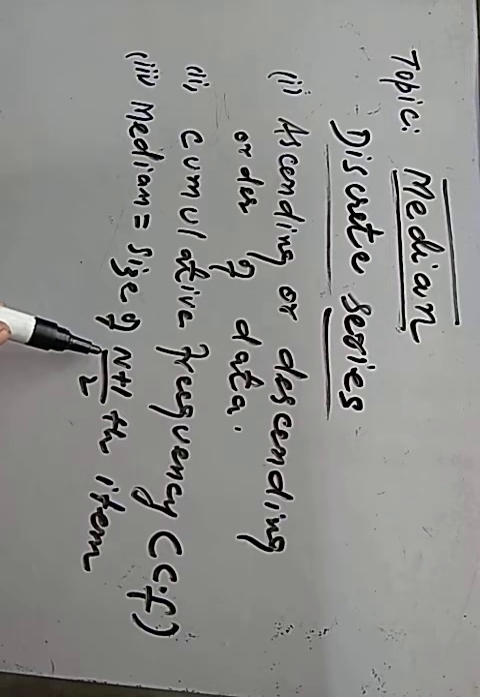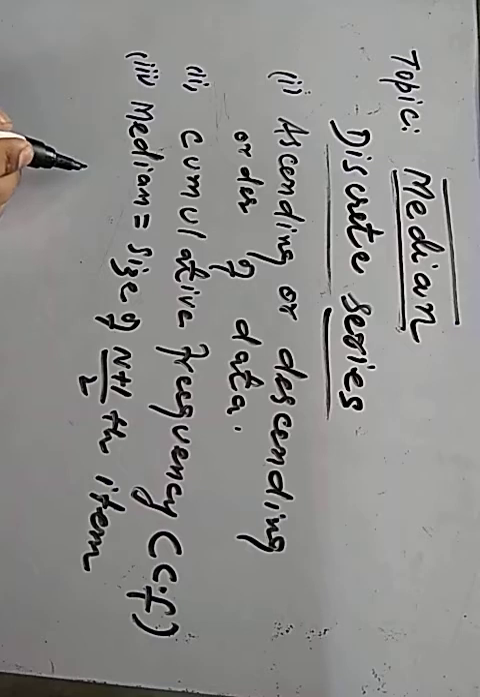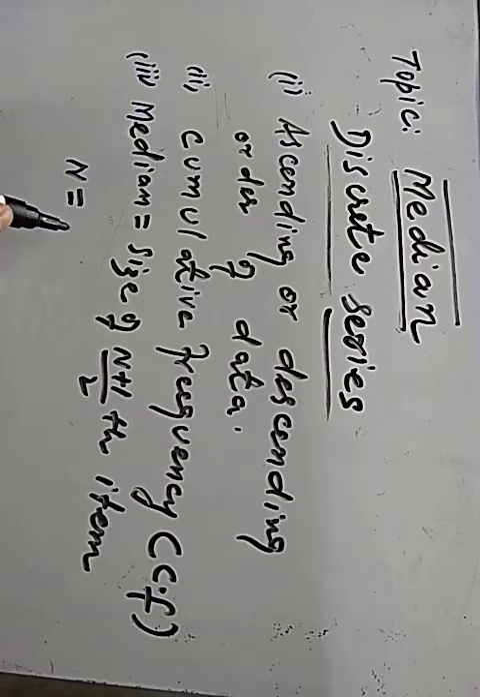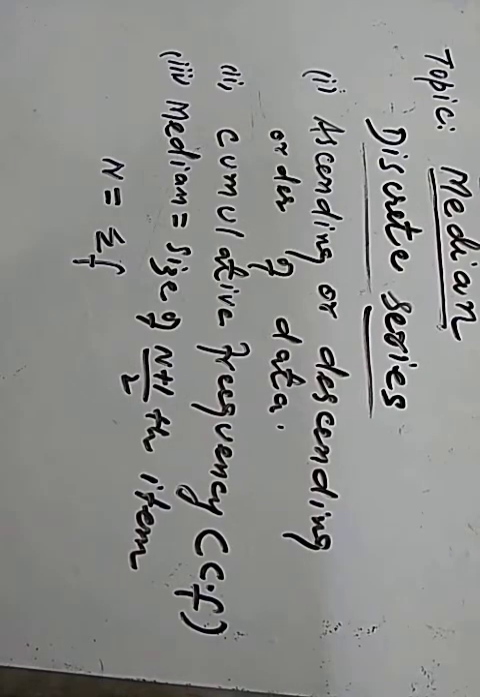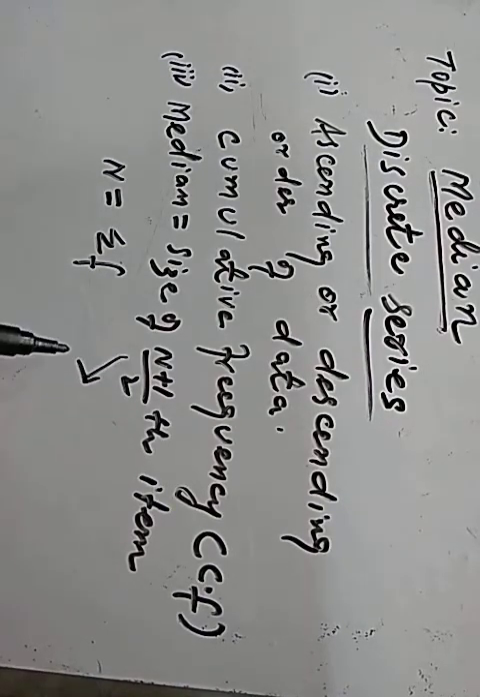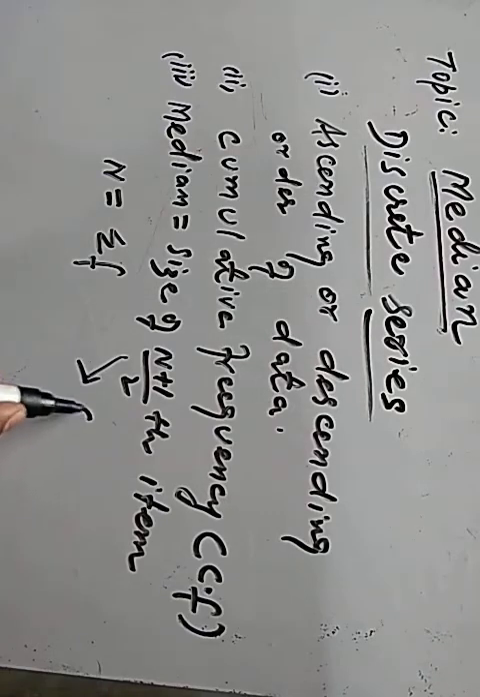In case of discrete series, this n, which is the total number of observations in a given series, is equal to the sum total of frequencies, that is sigma f, where sigma is summation and f is frequency. We have to find this obtained value from the column of cumulative frequency, and on the basis of that value we can locate the value of median from the values of the given variable. Now we will do some examples to calculate the value of median.